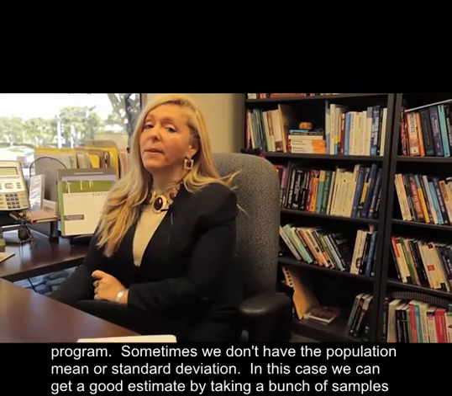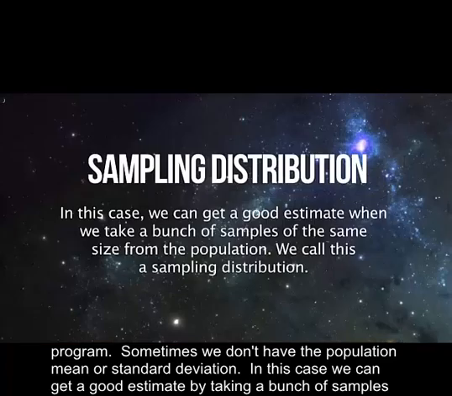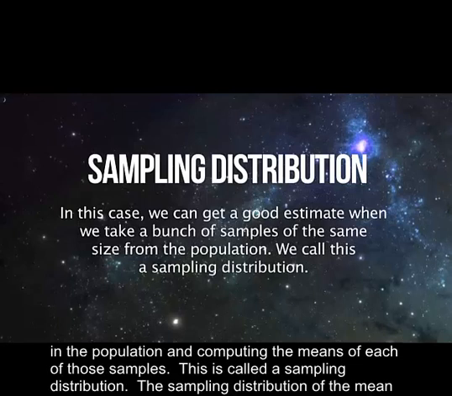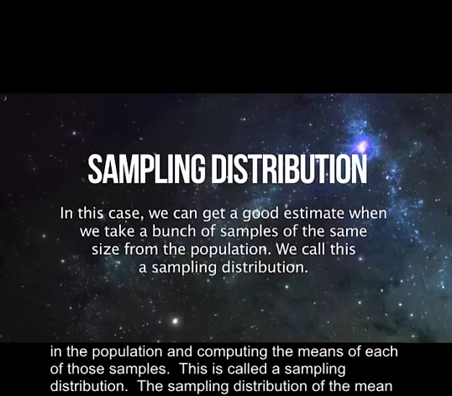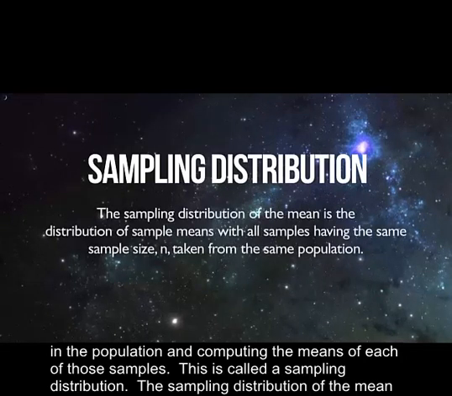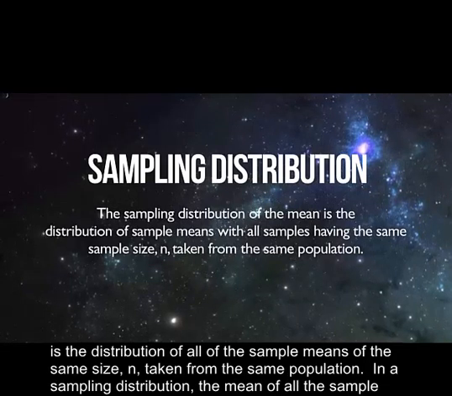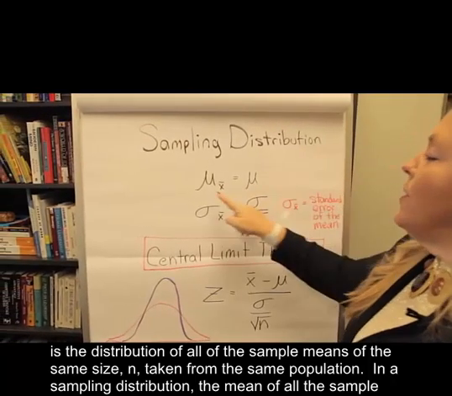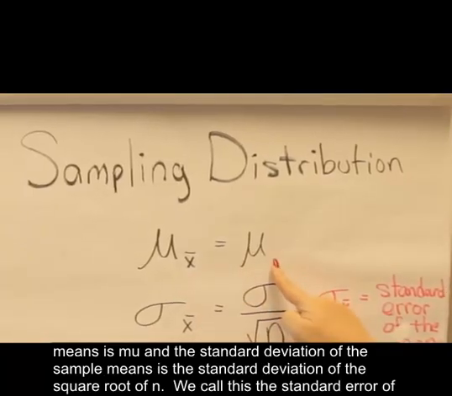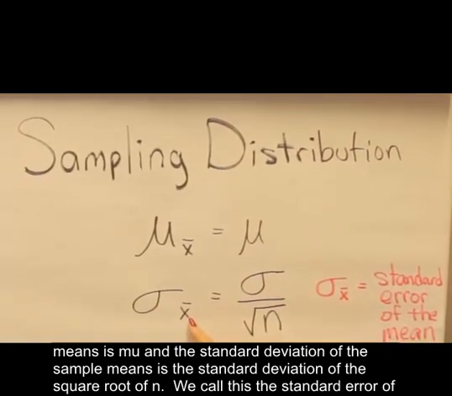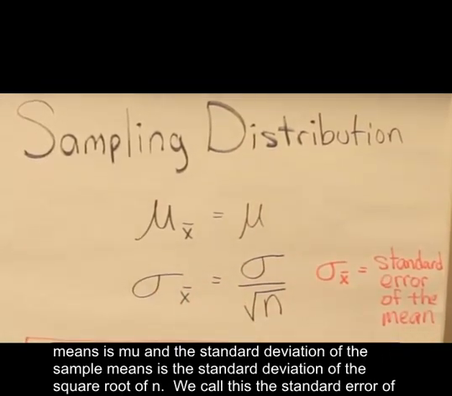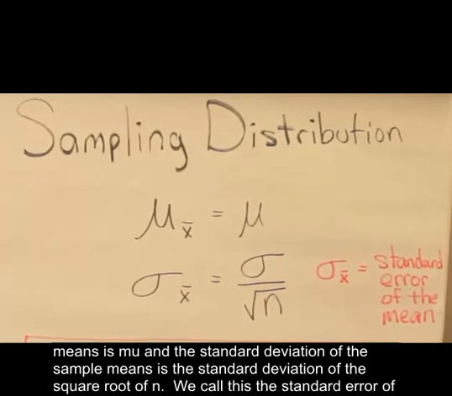Sometimes we don't have the population mean or standard deviation. In this case, we can get a good estimate by taking a bunch of samples from the population and computing the means of each of those samples. This is called a sampling distribution. The sampling distribution of the mean is the distribution of all of the sample means of the same size n taken from the same population. In a sampling distribution, the mean of all of the sample means is mu, and the standard deviation of the sample means is the standard deviation over the square root of n. We call this the standard error of the mean.